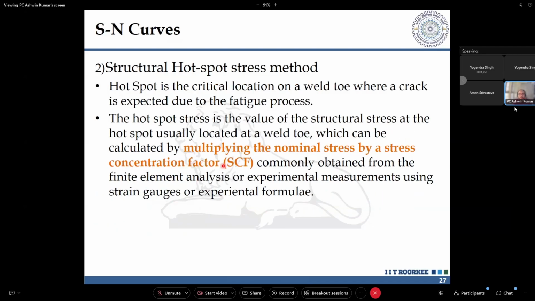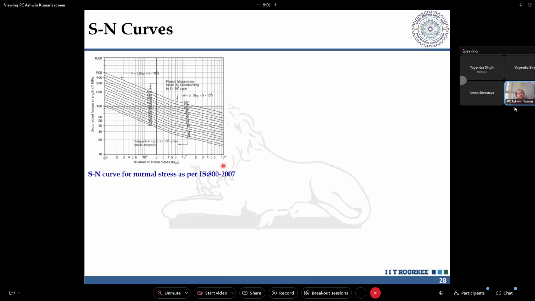Another way of developing the SN curve is the structural hotspot stress method, where welding is done at a particular location, and that causes a stress concentration. How it is done is that you do a finite element analysis, find out the nominal stress at the location where the welding has been done, and apply a multiplying factor. So you have a factor to account for that increase in the nominal stress, and that is then used to find the stress range, and the corresponding fatigue strength is assessed.